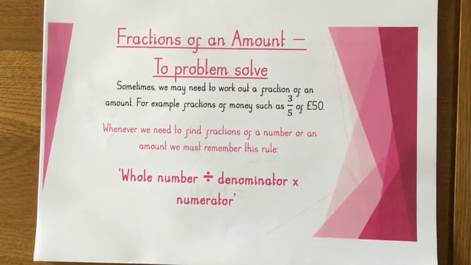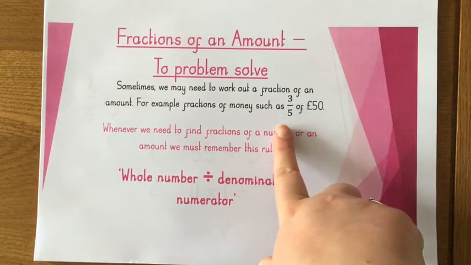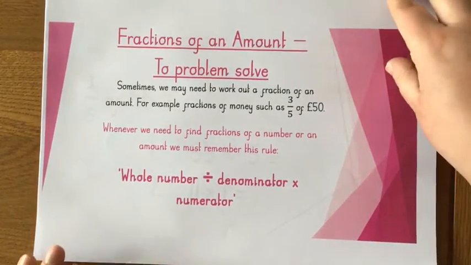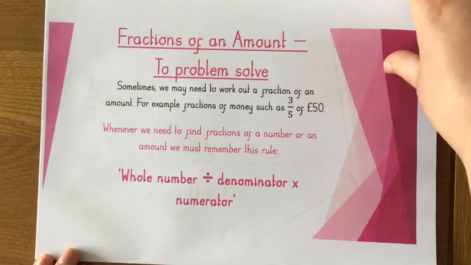We are going to be looking at fractions of an amount. This is particularly useful when we are solving fraction problems. Sometimes we may need to work out a fraction of an amount, for example, fractions of money, such as 3/5 of £50. Whenever we need to find fractions of a number or an amount, we must remember this rule.